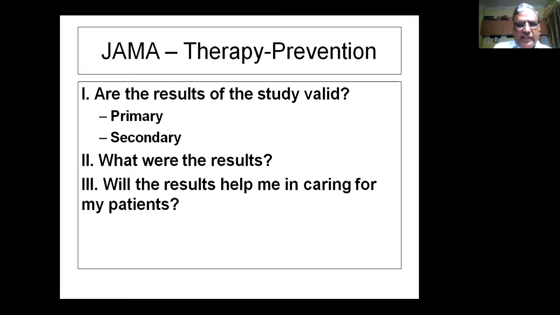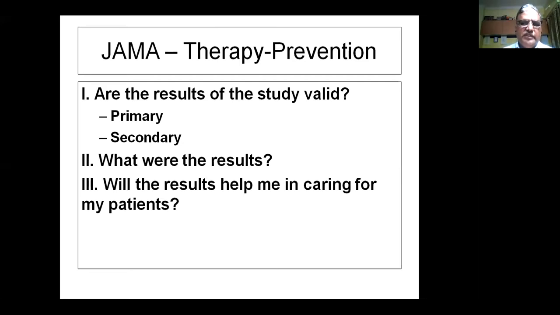Now, the very first time in the 1990s, the McMaster group came out with guidelines for how to read a paper and how to criticize a manuscript. These are called the JAMA guidelines. Take the example of therapy and prevention. You are typically looking at an RCT situation for treating or preventing some disease. One would always ask three questions, and only if the answer to the first question is reasonable and satisfactory will you proceed to the next. First, are the results of the study valid? If the results are valid in the primary and secondary questions, then only will you move to: what are the results? And if the results show a difference, then you would ask: will the results help in caring for my patients?